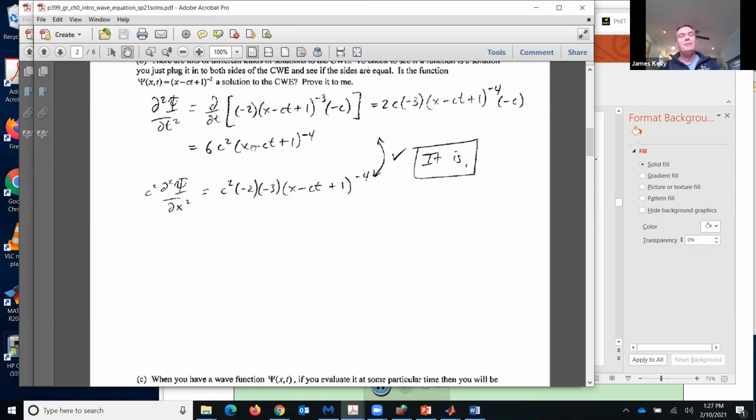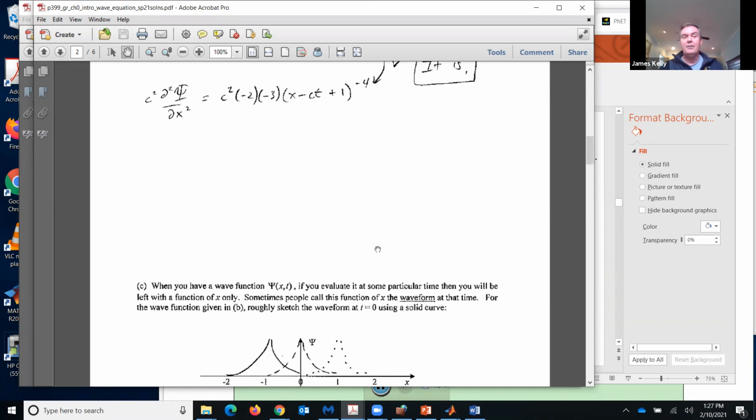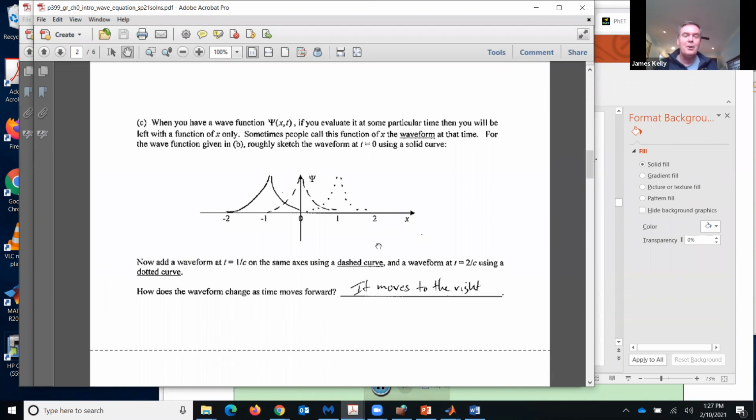So lo and behold, even though this doesn't look like a sinusoidal traveling wave, it is a solution to the classical wave equation. We just proved that it is. Questions about that? All right, nothing complicated, it's just partial derivatives there, and that's what it means to be a solution. It means you plug it into both sides and they're equal after you've taken those derivatives.